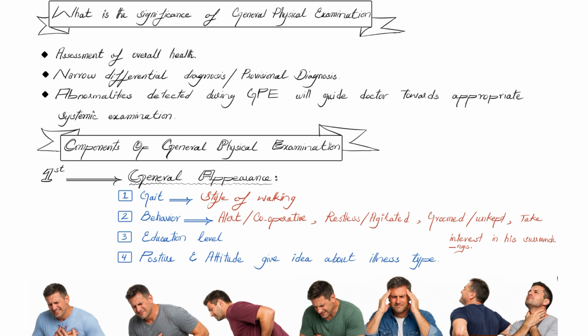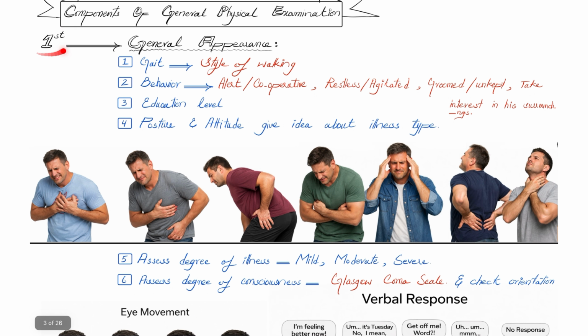Now let's discuss the components of general physical examination. The first thing that we have to look at is the general appearance of the patient. When the patient enters your office, note the style of walking, and then observe the behavior of the patient, whether he is anxious, agitated, or aggressive. Education level can be assessed by the choice of words the patient is using, his dressing, and the specific personality that he tries to impose. Then posture and attitude give you an idea about the illness type.